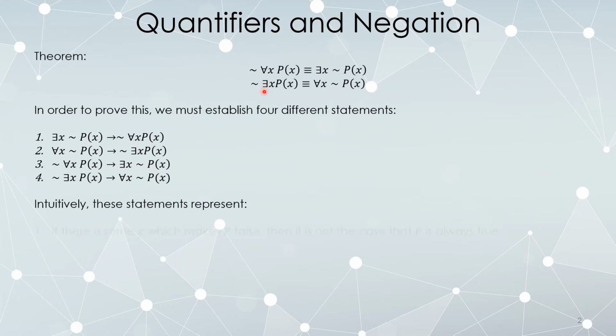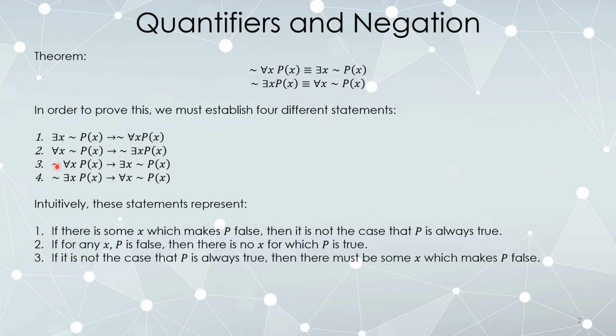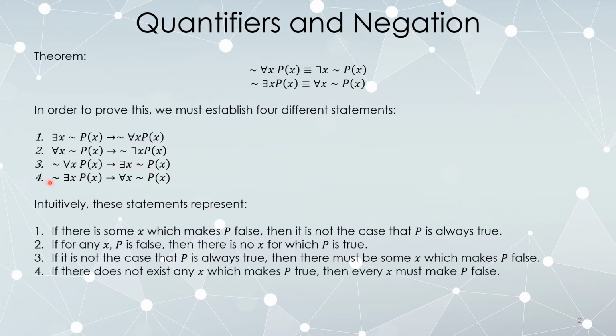So here's what they represent. If there is something for which p of x is false, that's the hypothesis of line 1 here, then it is not the case that p is always true. Line 2 says, if for any x, p of x is false, then it is not the case that there is something for which p of x is true. If it's not the case that p is always true, then there must exist a thing for which p is false. If it's not the case that there is a thing for which p is true, then for anything, p must be false.